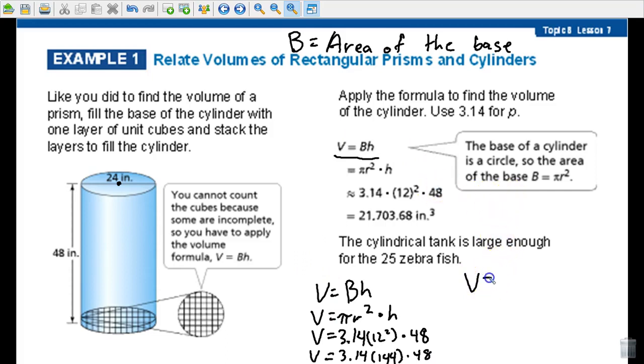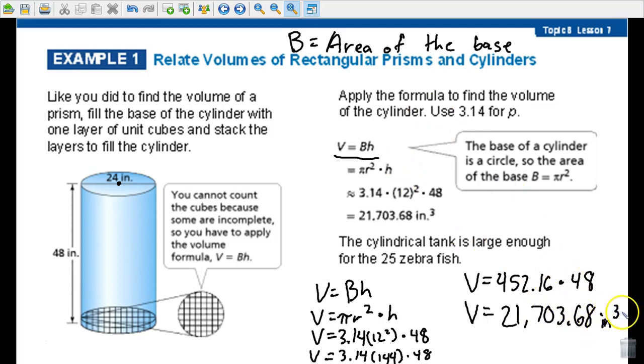So V equals 452.16 times 48. To get this, I multiplied 3.14 times 144, okay? And then we just multiply those two. So 452.16 times 48 equals 21,703.68. And since it's volume, it's inches cubed. We always use cubed when it's volume, okay?